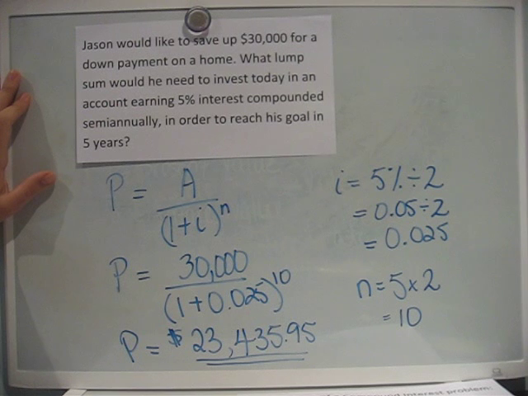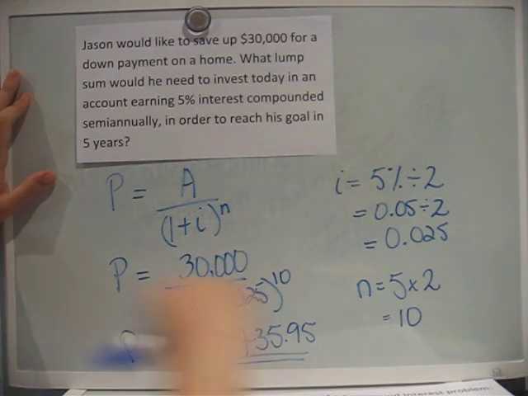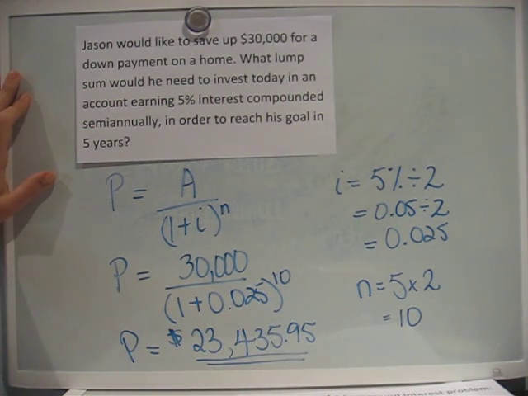So that would mean that Jason needs to have $23,435.95 in an investment account today, so that in 5 years, earning 5% interest compounded semi-annually, he will have the $30,000 needed for the down payment on his home.